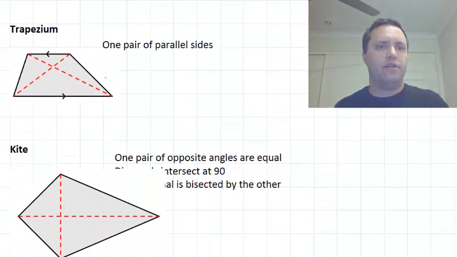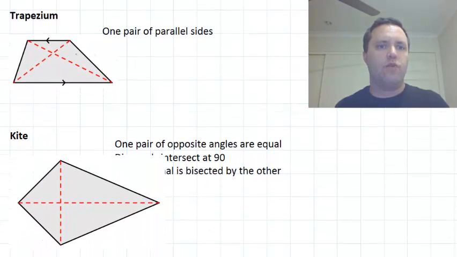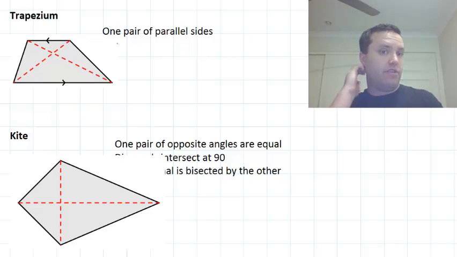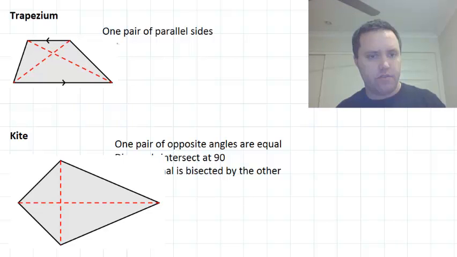Trapezium, not too much special about it other than it has one pair of parallel sides, so none of the angles are bisected, none of the diagonals are bisected. That's sort of the weird one of the lot.